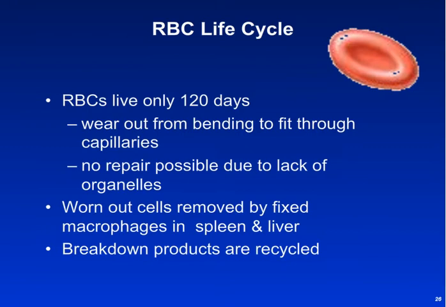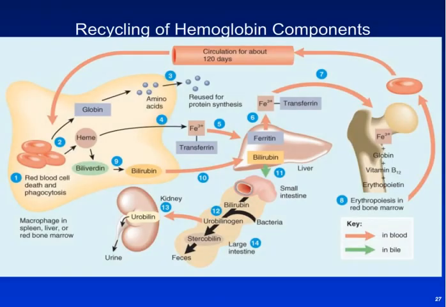As a result, we have to remove the worn-out red blood cells, both in the spleen and in the liver. But it's also important to realize that we just don't throw the red blood cells away. We, in fact, recycle their breakdown products so that we can make more red blood cells in the future. This rather complicated figure shows the recycling of hemoglobin in the human body.